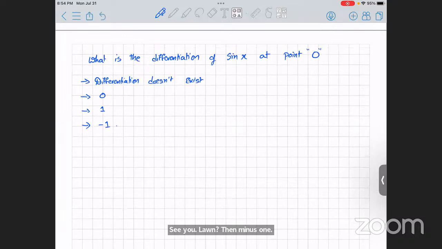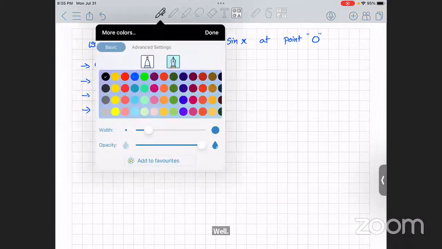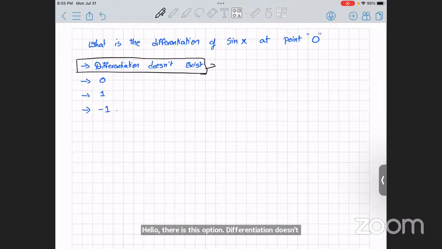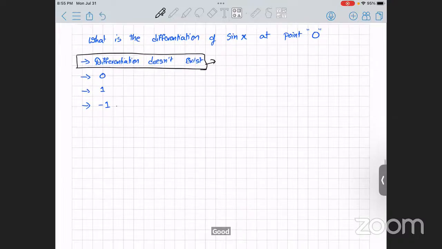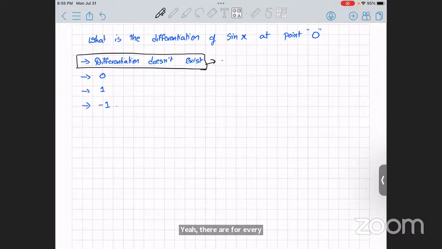If we differentiate sin x, it becomes cos x, and at 0 it is 1. And all three of the other options say differentiation doesn't exist. Why did I give this option? Because if LHD and RHD are not equal, then the differentiation does not exist for that function.